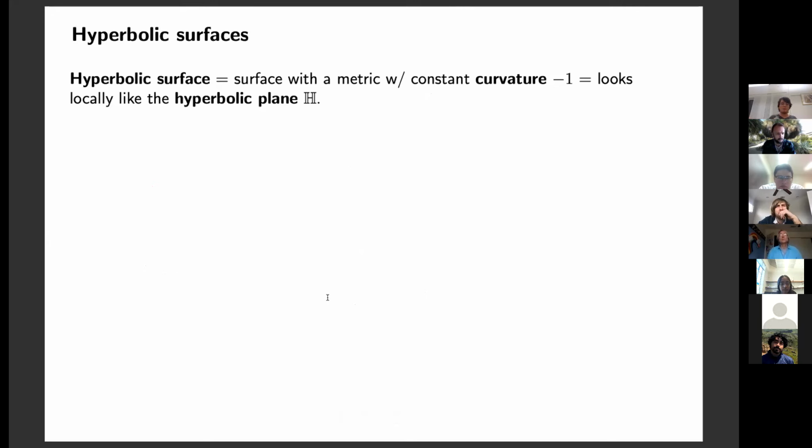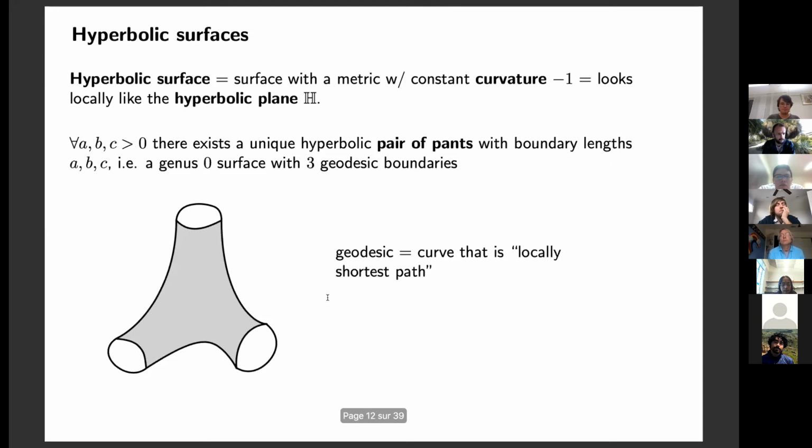So just to recap, a hyperbolic surface is just a smooth surface endowed with a metric such that this metric yields a curvature that is constant -1 at each point of the surface. In other words, it looks locally like the hyperbolic plane. And again, something very standard.